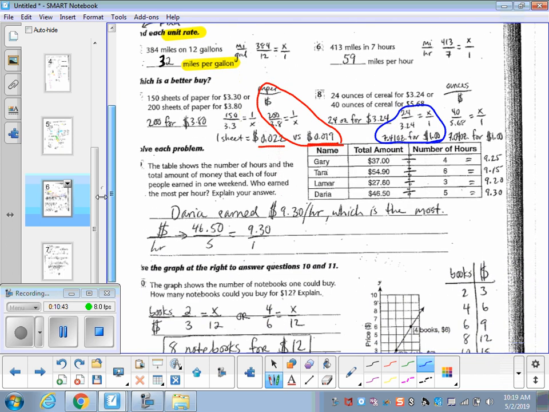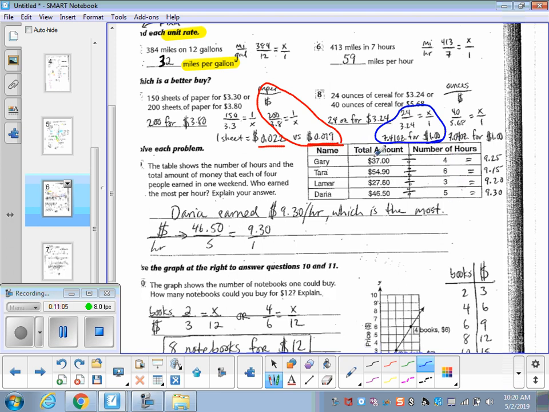For the next question here, the table shows the number of hours and the total amount of money that each of 4 people earned in one weekend. So we've got Gary, Tara, Lamar, and Daria. And we figure out here how much each one earned in a weekend. And it also lists how many hours each person worked.